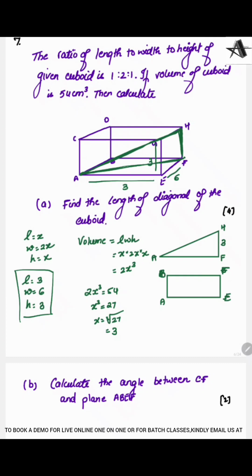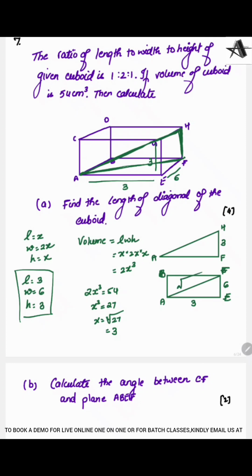This is the bottom of the cuboid, and obviously the bottom of the cuboid is a rectangle. So same rectangle is there, and we are calculating A to F. That means clearly A to F is a diagonal of this rectangle. So we know what this is. It's a right angle triangle, and we are supposed to find the hypotenuse. A to E is the length, that is 3. E to F here is 6, so I can say E to F is 6.